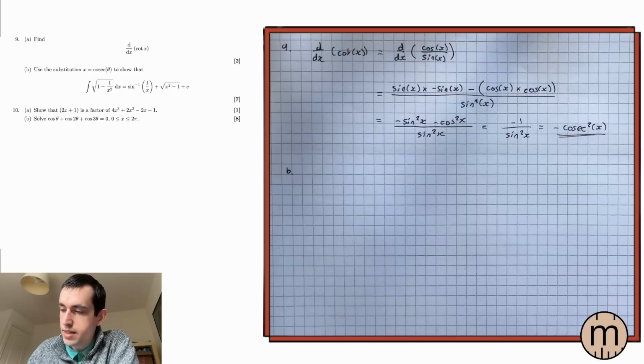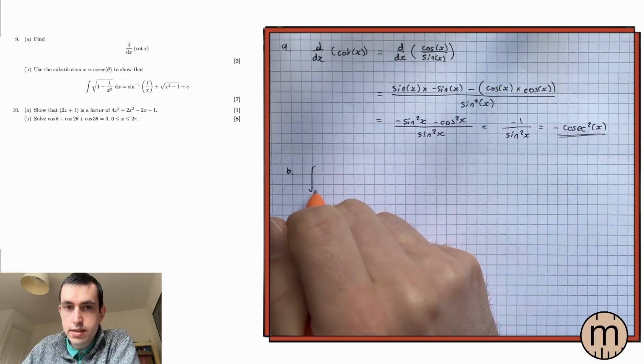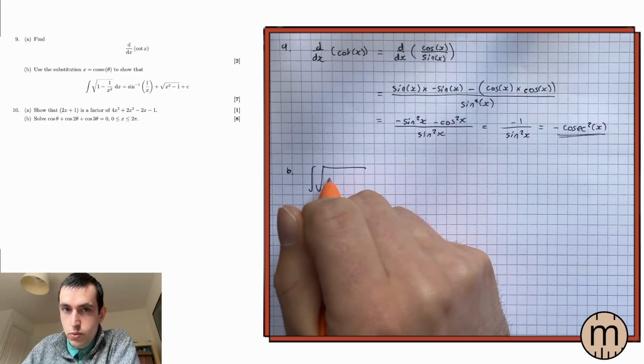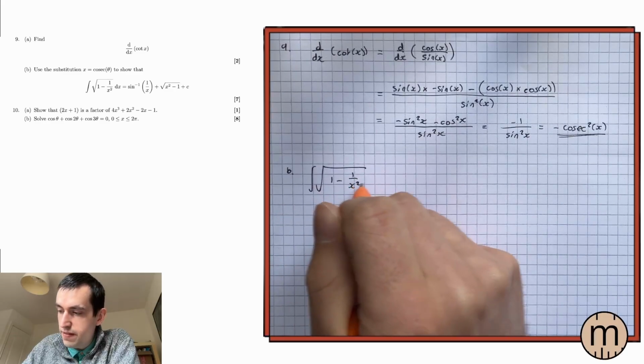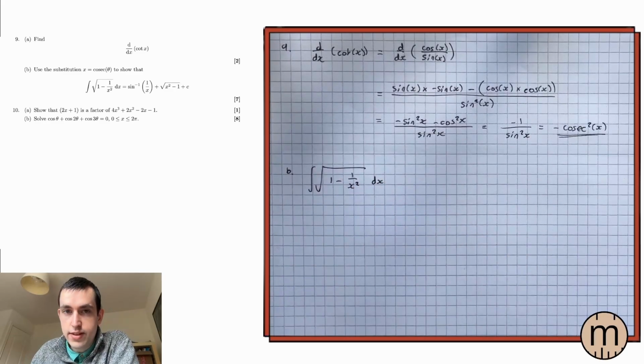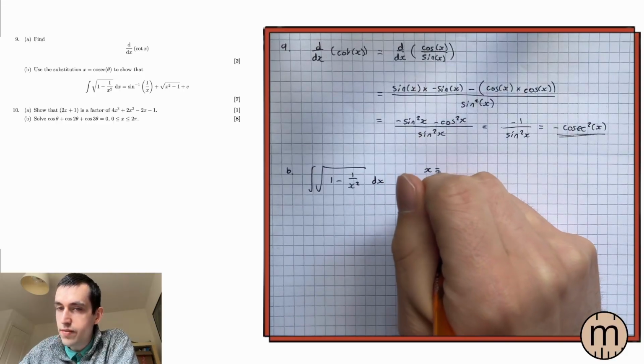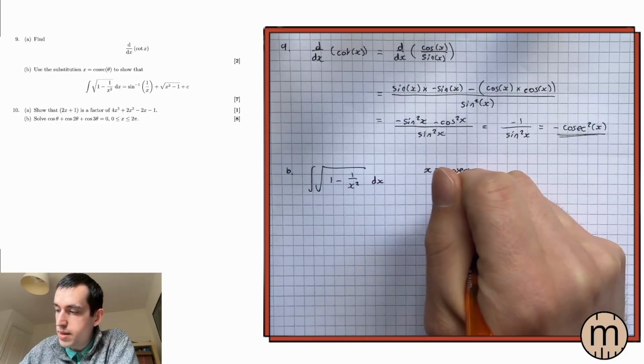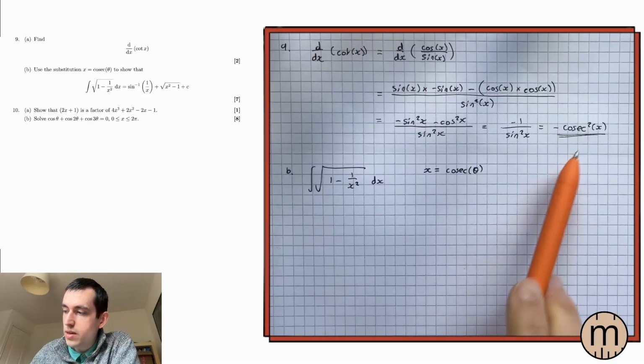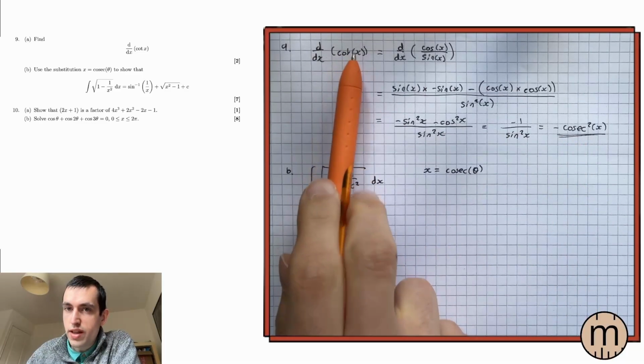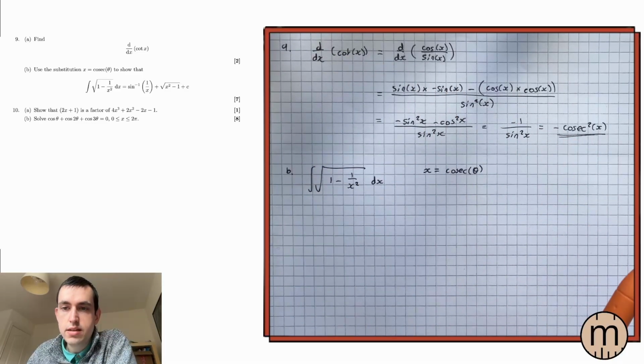So let's integrate this thing then. We're trying to integrate square root 1 minus 1 over x squared. A bit funky, as a lot of these questions are. But luckily, we're given the substitution. If you weren't given the substitution, then you might be thinking, well, there's a cosec there, there's a cot there. Those could be two of your candidates. But luckily, we're given the substitution.